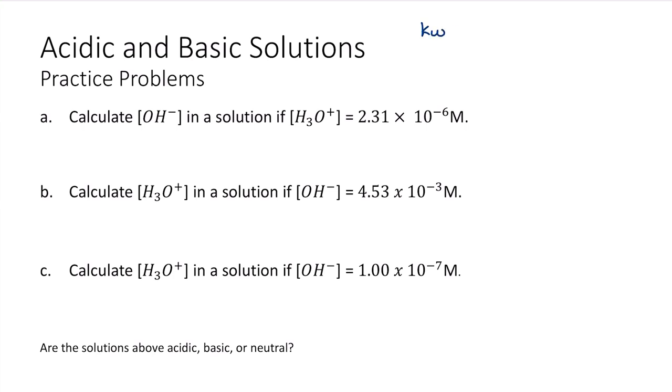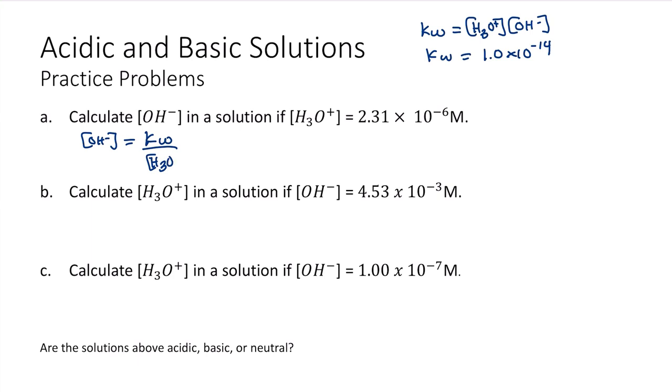Kw is equal to the concentration of hydronium ion times the concentration of hydroxide. And I also know that Kw is equal to 1 times 10 to the negative 14. So if I want to solve for the concentration of hydroxide, then I can do that algebraically, and I will get Kw over concentration of hydronium ion.